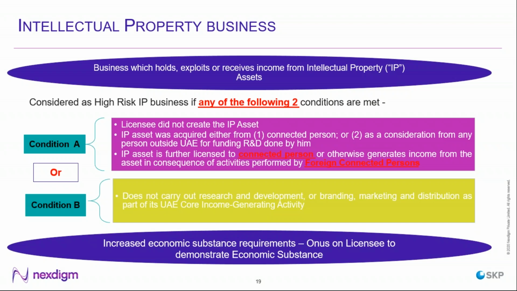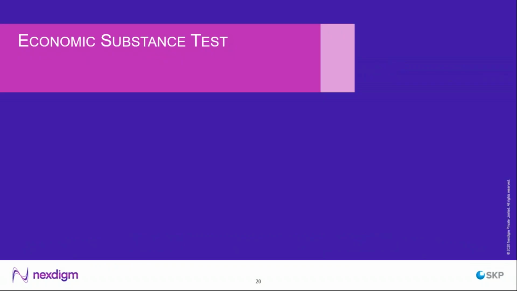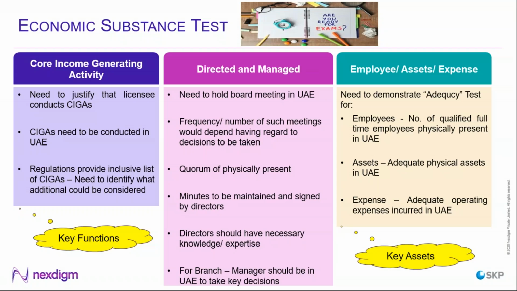So all those businesses which are falling in high risk IP business or deriving revenue from IP related transactions have to be a little extra careful, because the substance test or the substance requirements are slightly more stringent or enhanced. All right. Having discussed all this, now the question comes, what is an economic substance test? So as I mentioned, there are broadly three pillars into which the economic substance test can be justified or can be demonstrated.